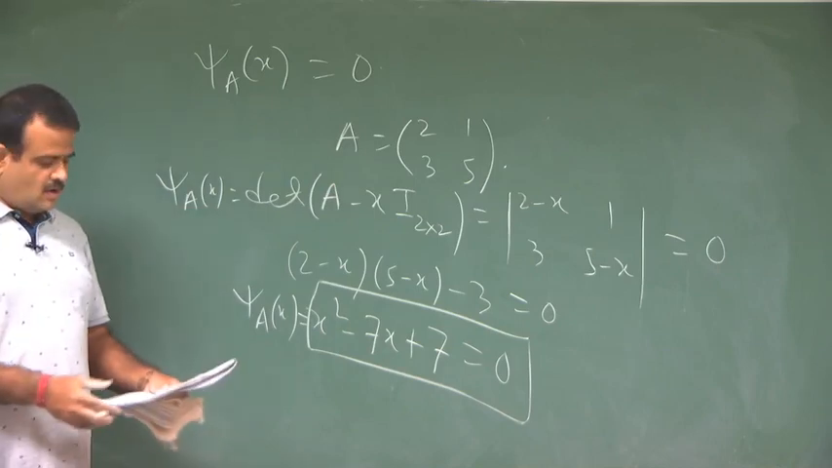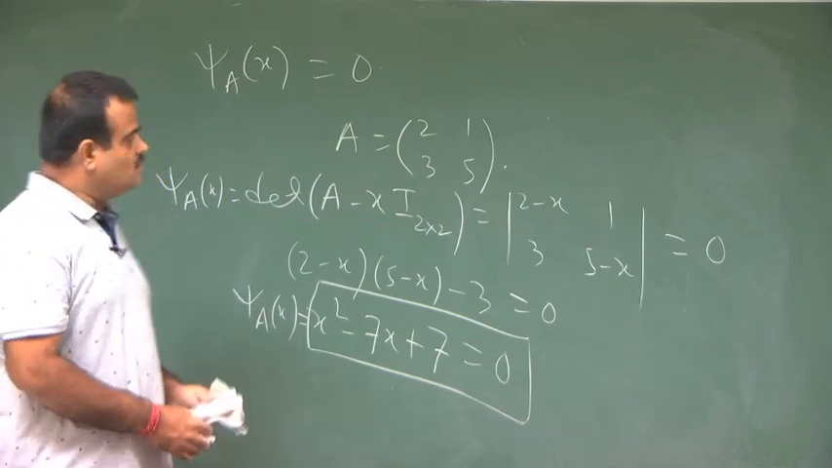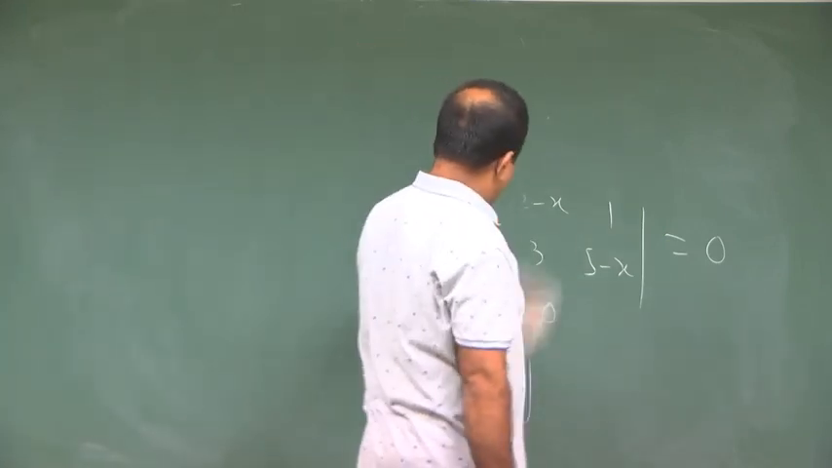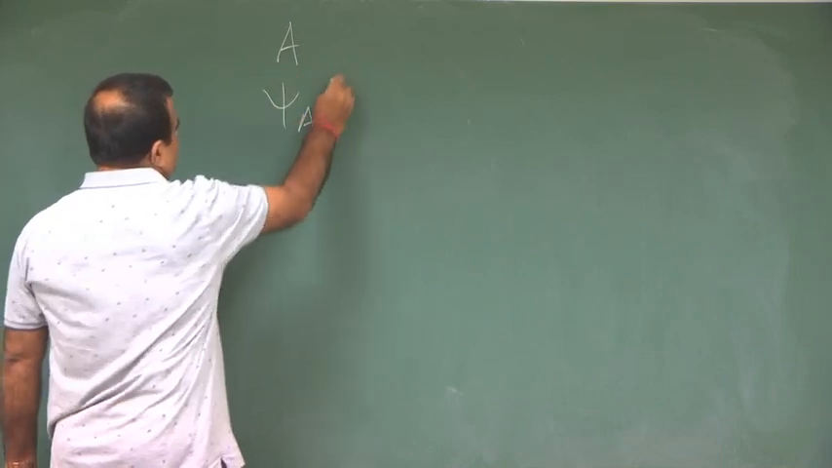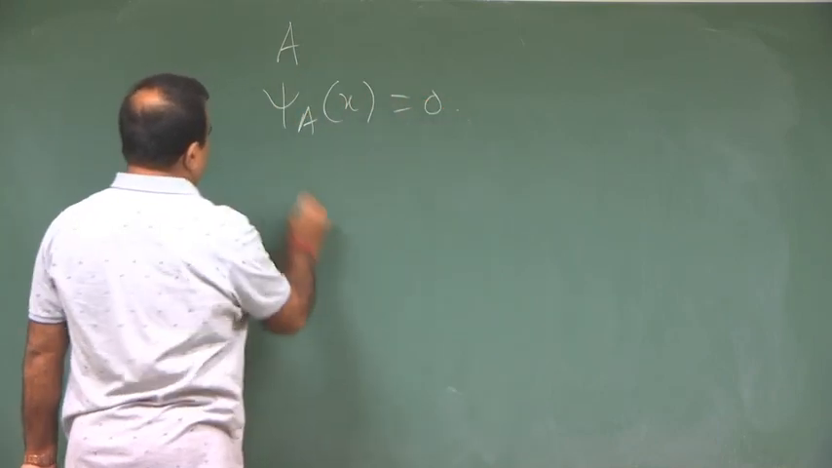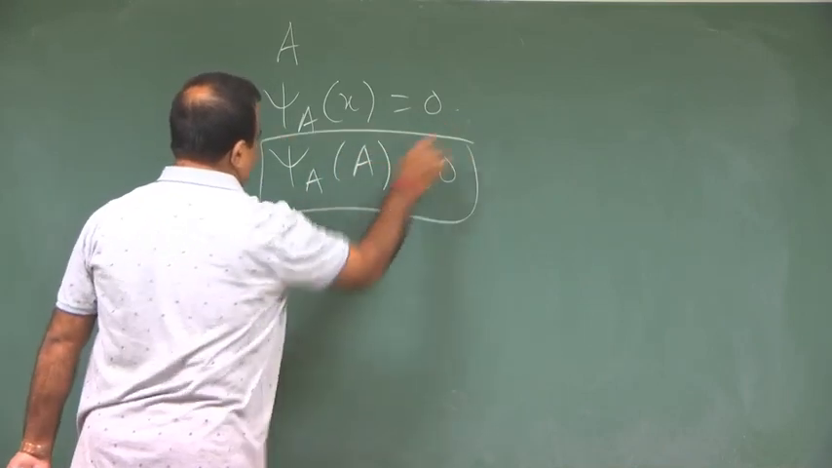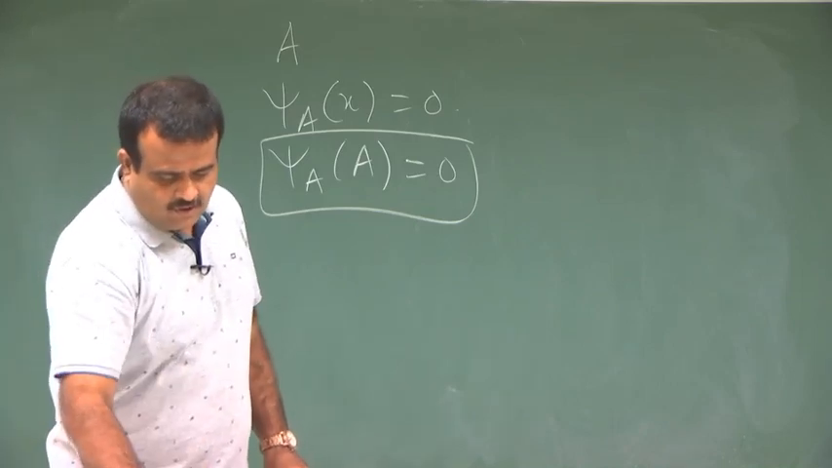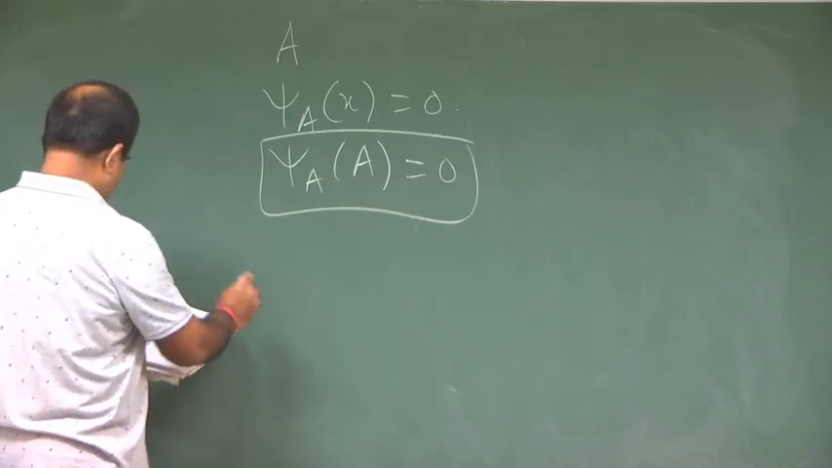Okay. Now, Cayley-Hamilton theorem is there. That is telling every matrix satisfies its characteristic polynomial. That means, you have given a matrix, so you have the corresponding characteristic equation. So, it is telling this is a polynomial in the matrix. Okay. So, this is called the Cayley-Hamilton theorem.